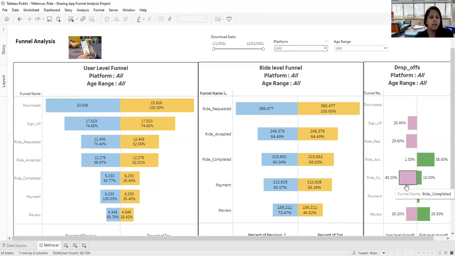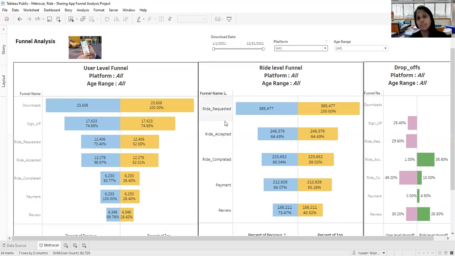I have also noticed that at the review stage, most of the users are very reluctant to give their reviews for the app, and we have to encourage them to give their reviews and communicate to us about our service and drivers' behavior through this review stage. And let's move to the ride level funnel.